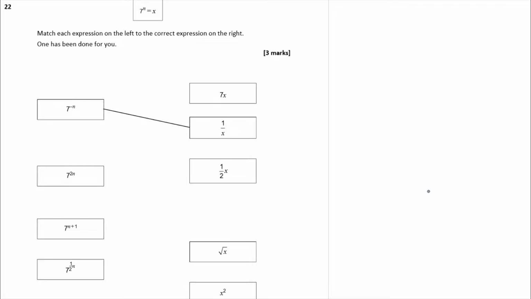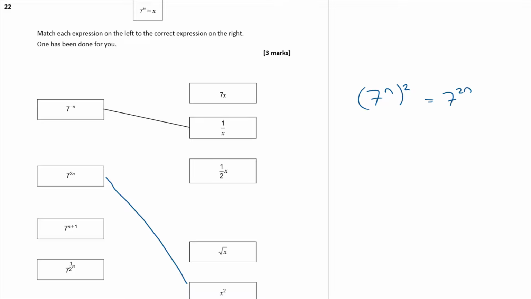One's been done for you. So 7 to the minus n will be 1 over x. That makes sense. 7 to the 2n, well, isn't that going to be x squared? Because if you've got 7 to the power of n and you square it, that's going to give you 7 to the 2n, isn't it? So yeah, that works. So that's going to go with x squared.